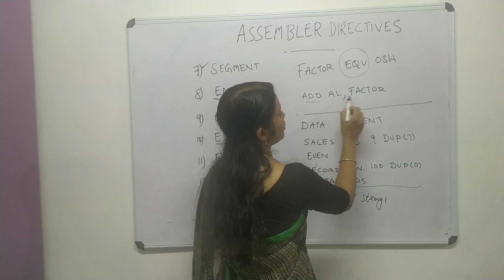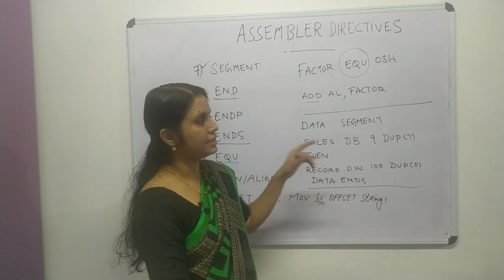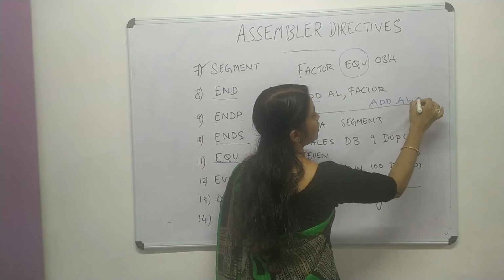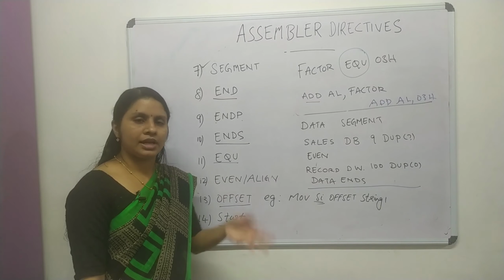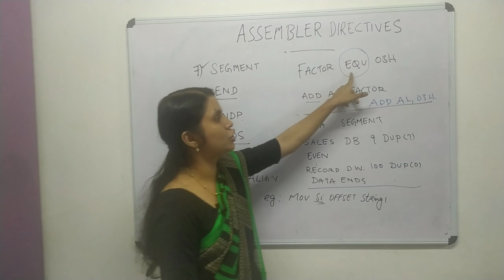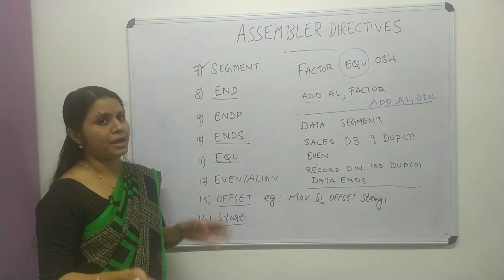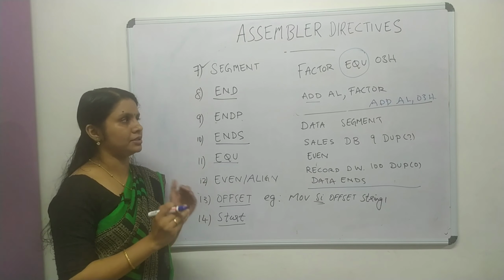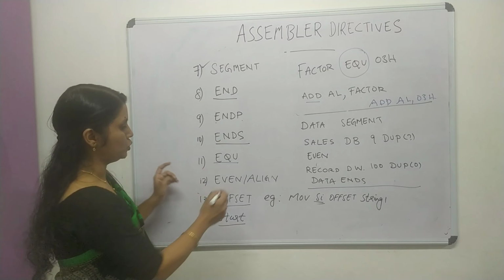For example, ADD AL, factor means what? The assembler will read it as ADD AL, 03H. So likewise, you can define constants in assembly language by using the EQU directive. You can use it anywhere in the program, and you should define the constant in the beginning of the program, otherwise there will be errors. Okay, that is about EQU.